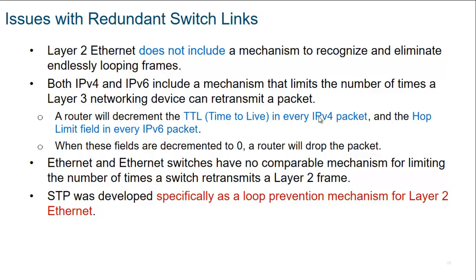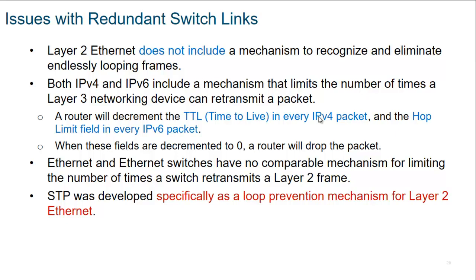A router will decrement the time to live in every IP version 4 packet and the hop limit field in every IP version 6 packet. When these fields are decremented to 0, the router will drop the packet. Ethernet and Ethernet switches have no comparable mechanism for limiting the number of times a switch retransmits a Layer 2 frame.